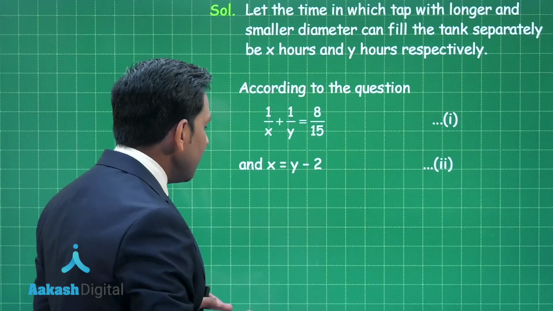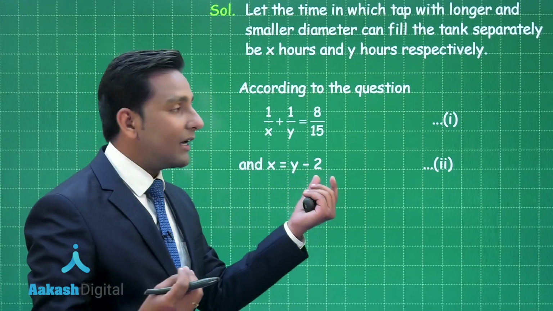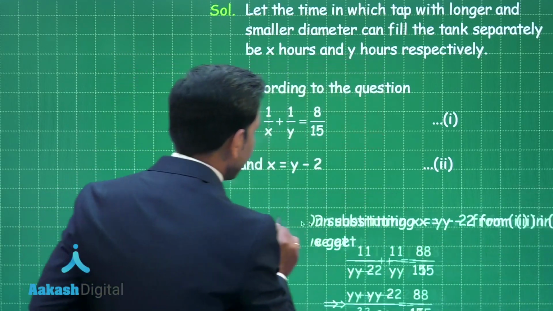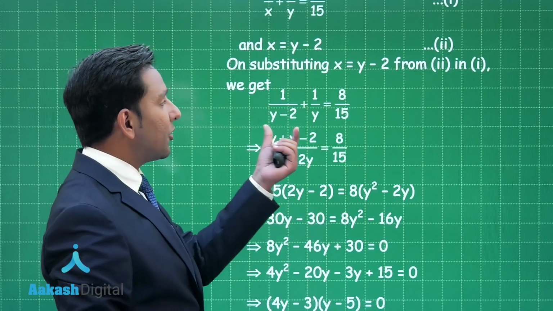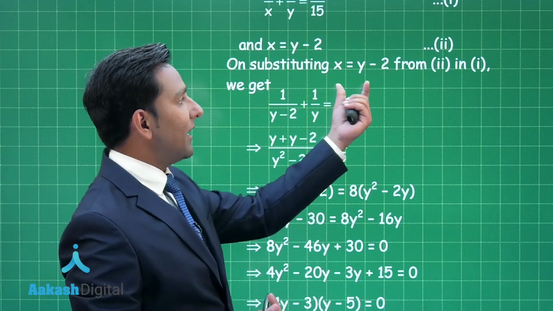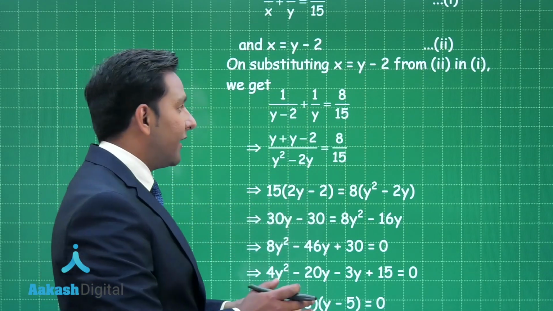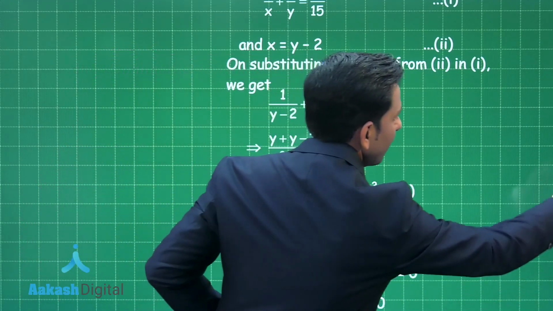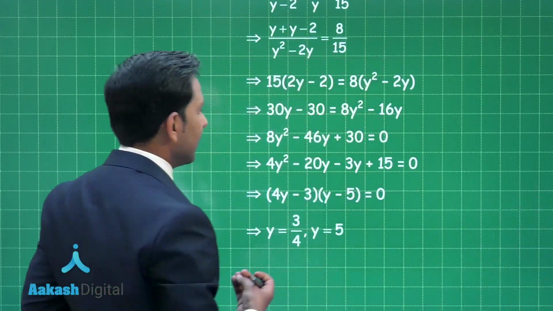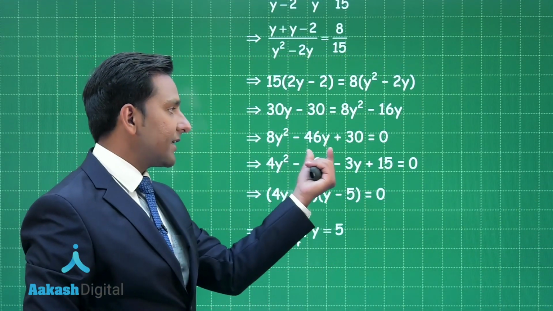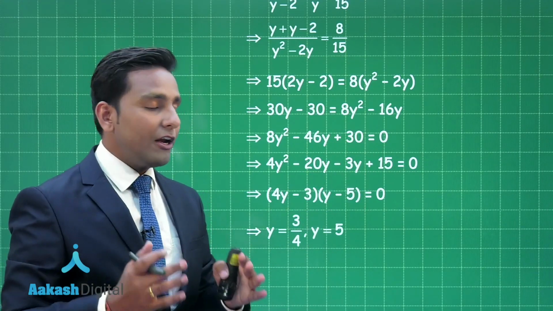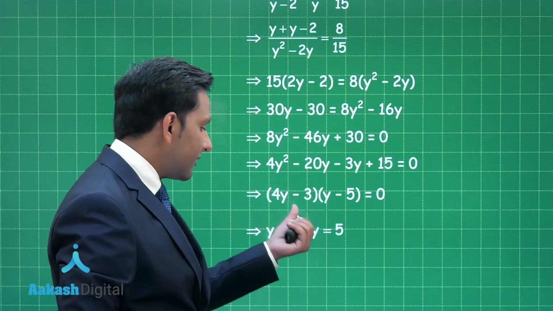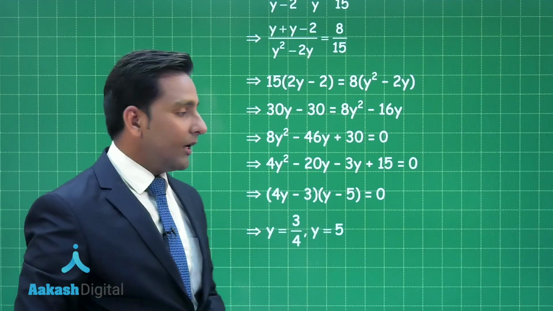Now put the value of x, which is equal to y minus 2, in equation number 1. So what will we obtain in the next step? On substituting the value of x, which is y minus 2 from 2, in 1, we are obtaining this equation, and when we further simplify we are getting a quadratic equation in variable y, that is 8y square minus 46y plus 30 is equal to 0. When you solve this quadratic equation you will get the values of y which are 3/4 and 5.